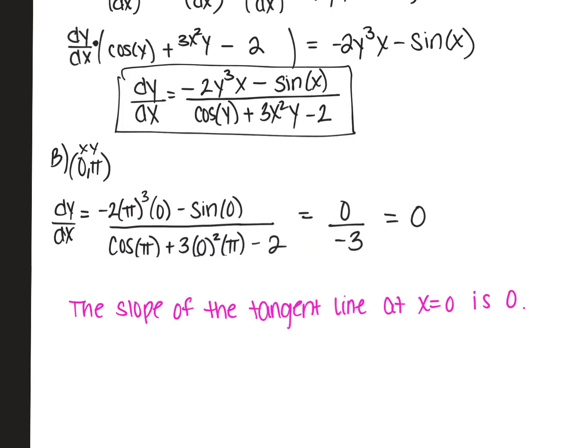So let's take a look. All I did was I plugged in y to be pi everywhere I saw a y, and I put a 0 everywhere I saw an x. And after simplifying it, I got that the numerator came out to 0, and the denominator came out to -3, and 0 divided by anything is 0. So this tells us that the slope of the tangent line at x equals 0 is in fact 0.